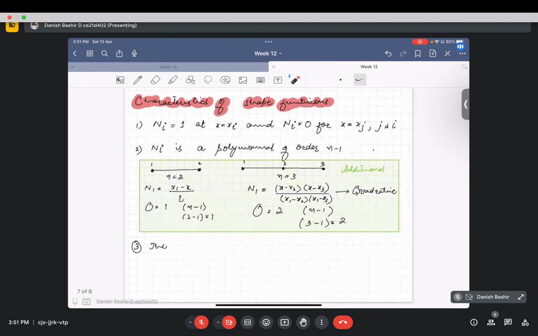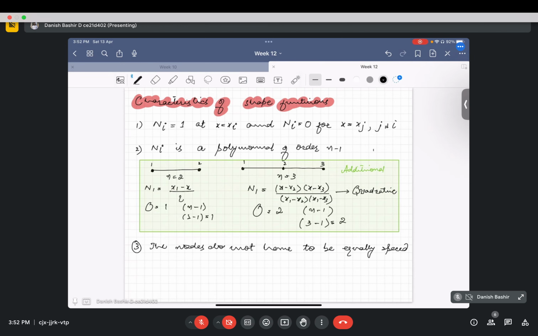Okay. So the nodes do not have to be equally spaced. So we will do a few examples and then we will see other things.